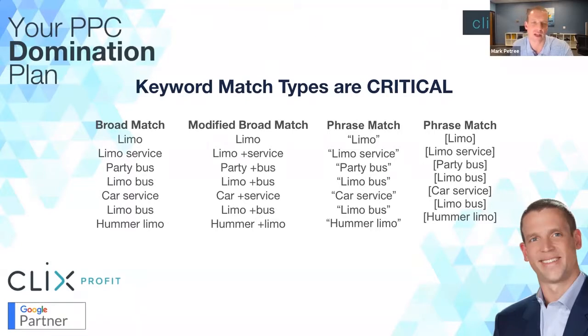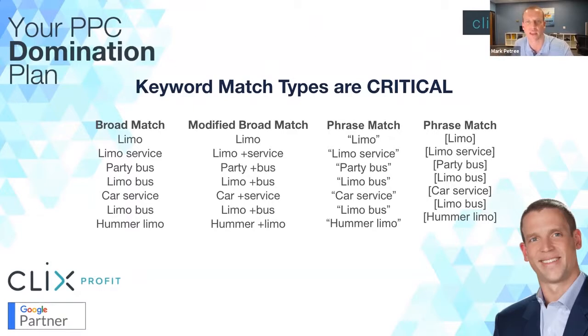Modified broad match is telling Google, okay, any keyword that has a plus next to it, that must be somewhere in the search query. So if someone searched bus to a party, your ad would still show, right? Because both party and bus are in the search query.